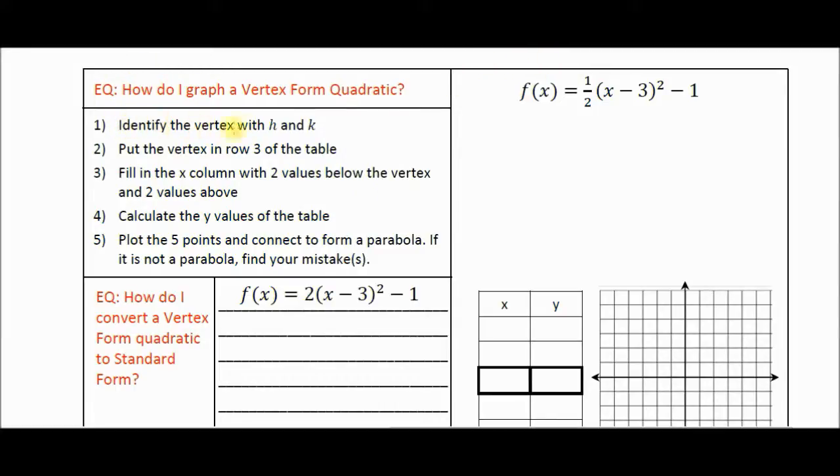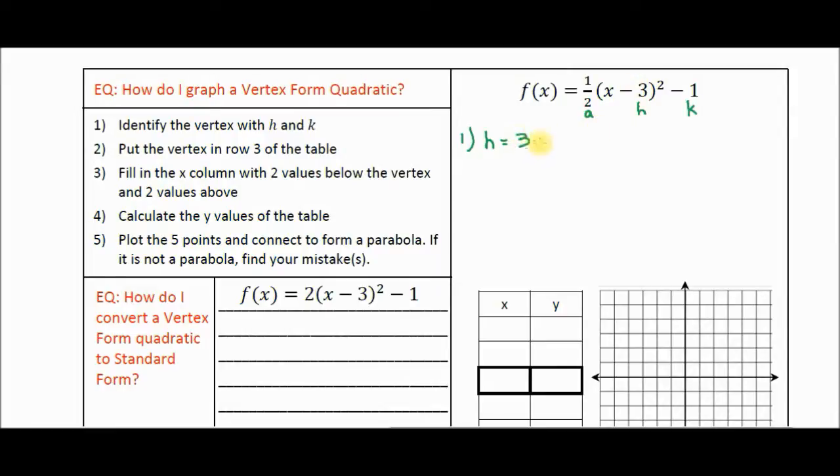Step number 1, identify the vertex with h and k. Remember, class, our vertex form quadratic has an a value in it, an h value in it, and a k value in it. And step number 1 is asking us to identify h and k. Looking at our equation, the h value, here's what you've got to ask yourself, is it positive or negative? I want you to remember, class, a vertex form quadratic has in the equation x minus h. That means the h value is a flipped sign. So the h value of this equation is actually 3.